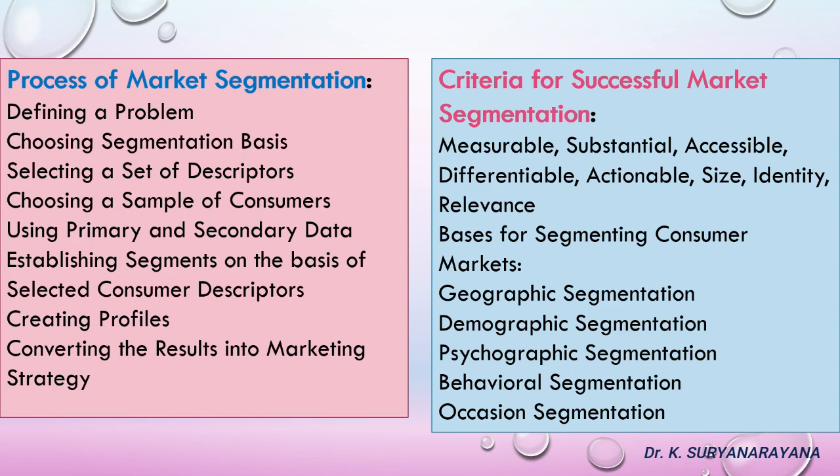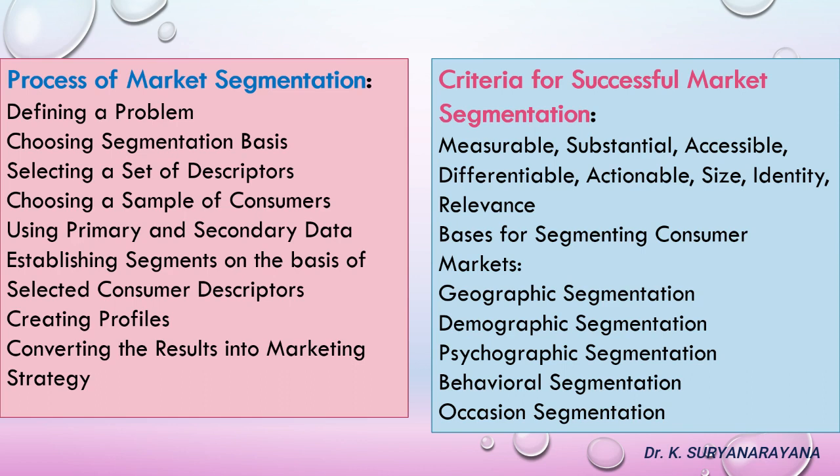Now, let us discuss market segmentation based on the consumer markets with suitable examples. Market segmentation consists of taking a total heterogeneous market for a product and dividing it into several sub-markets or segments, each of which tends to be homogeneous in all significant aspects. Basis for segmenting consumer markets: we have five variables which are used for segmenting consumer markets. Geographic segmentation, demographic segmentation, psychographic segmentation, behavioral segmentation, occasion segmentation.